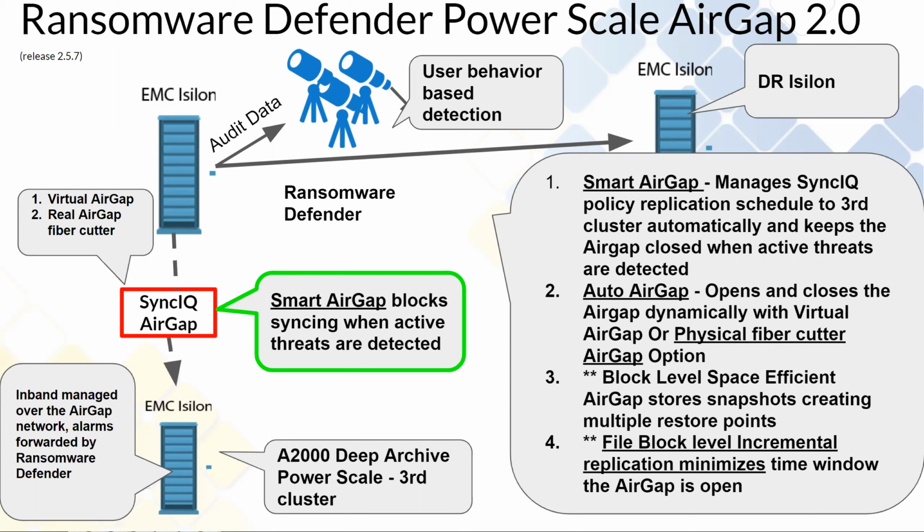The goal in any offline air gap solution is to have your data offline as much as possible. In fact, the best solution in the world would be one where the data is always offline. But that's impossible, because how do you make updates? How do you keep it current and updated?